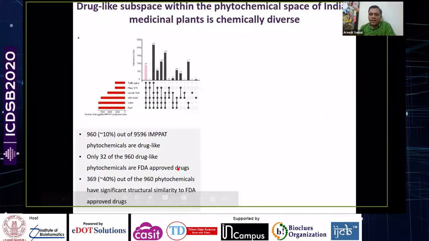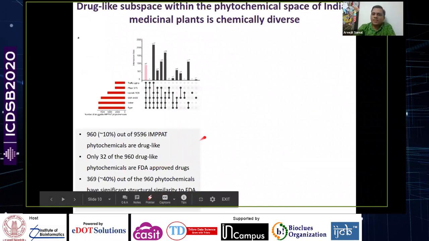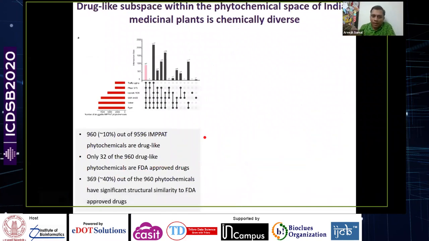So, okay, we created this data set, and what can we learn from this? This is not just a database paper, but we have extensively analyzed the data subsequently. The first question I asked is what could be the potential drug-like space within IMPPAT? I am not a cheminformatician, but my student is trained in cheminformatics. So I said, let's take the wisdom of crowds approach. Let's put in several filters which are used in the initial drug discovery pipeline to figure out which are potentially drug-like.